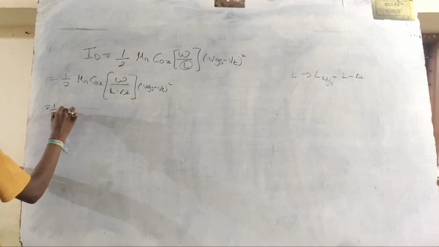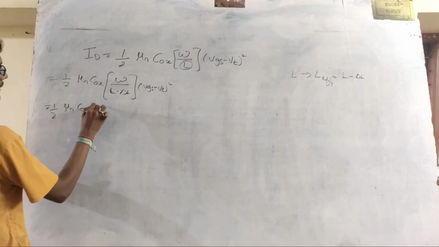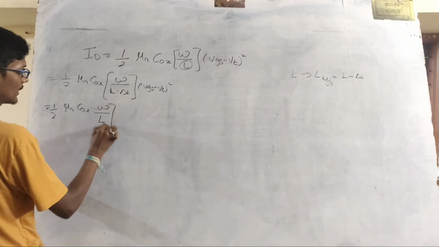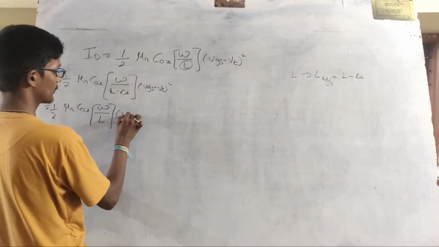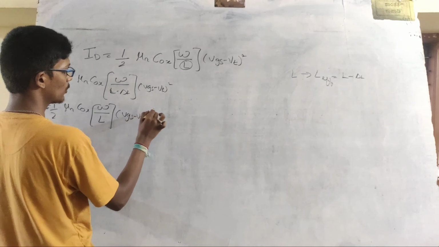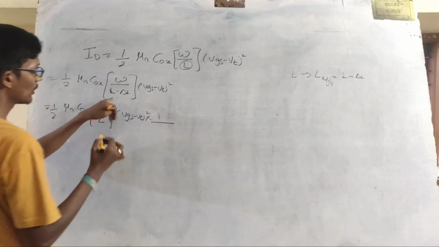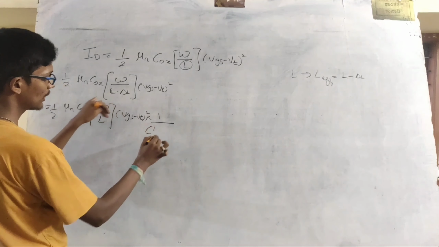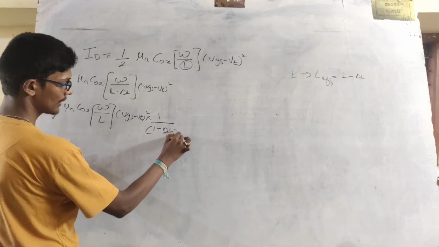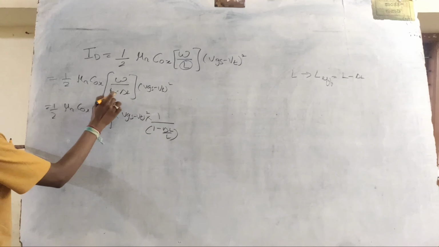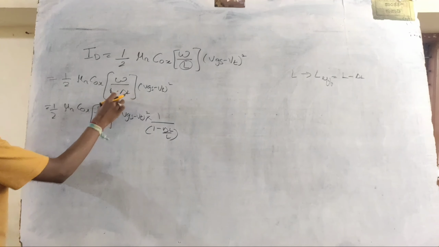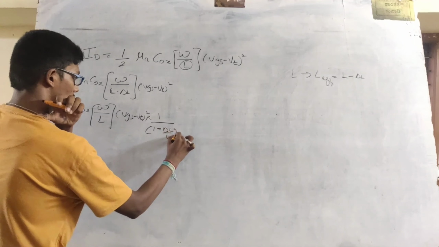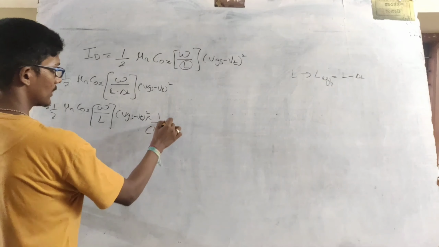Fine. What I'll do is I'll take L common outside. So it will be 1 by 2 mu n COX W by L, and keep the remaining term after this bracket, (VGS minus VT) whole square, into 1 by (1 minus delta L by L). If I take L common, there will be 1 here, so I'll divide delta L by L. So let's consider this part.